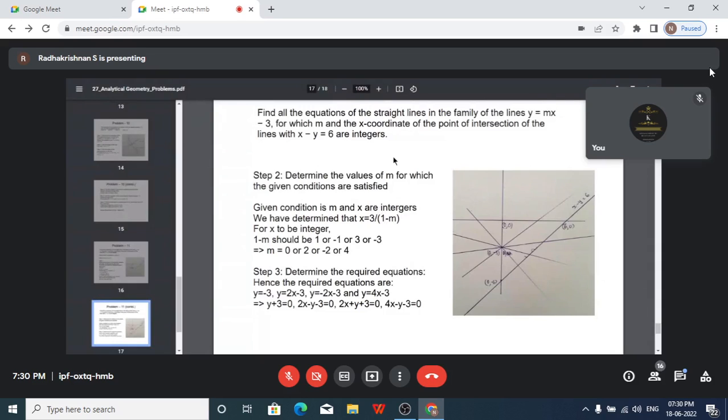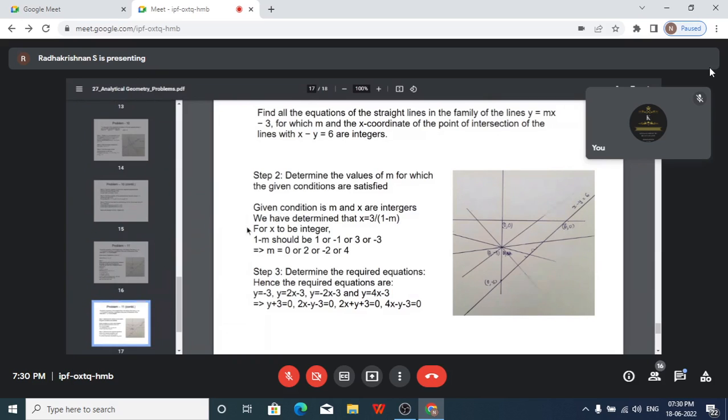If it goes below minus 3 or goes above 6, it is a fraction, so it will not be an integer at all. So if x has to be an integer, the only possibility is that 1 minus m should be 1, minus 1, 3, or minus 3. Those are all the possible values.